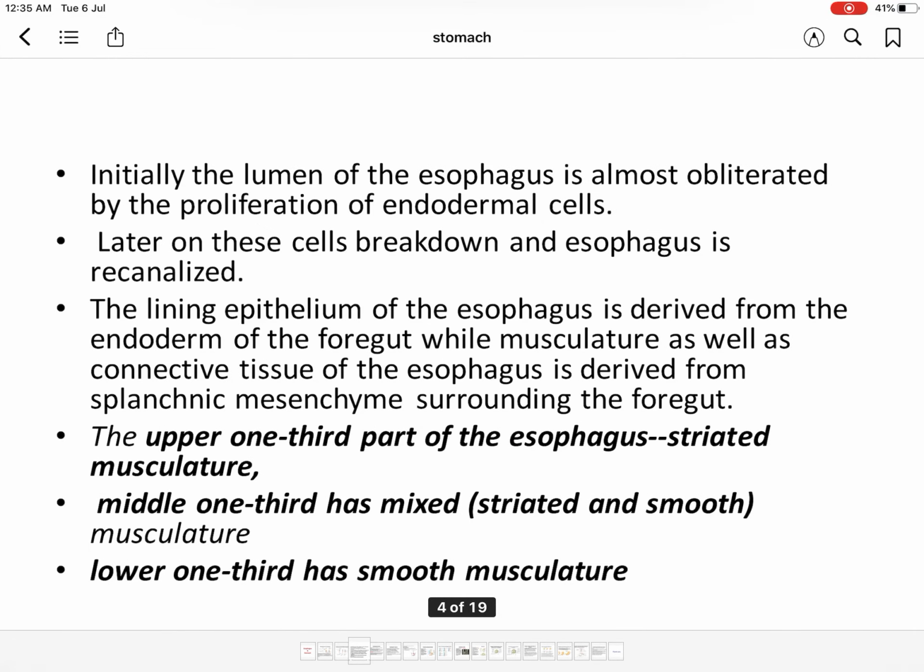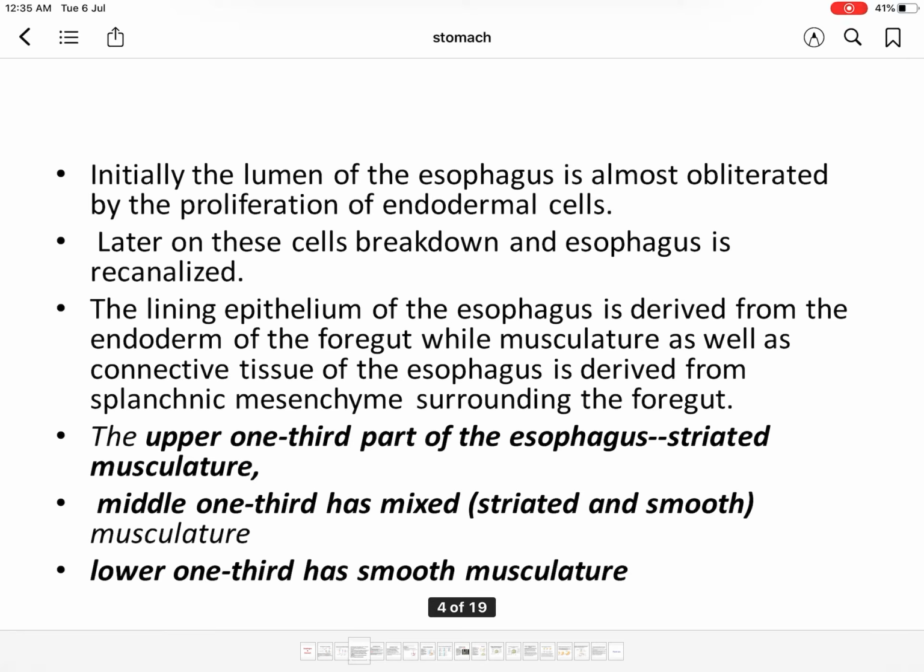Now initially the lumen of the esophagus is almost obliterated by proliferation of the endodermal cells. The lining epithelium of esophagus is endodermal, and initially these cells will proliferate and they will fill the lumen. Later on these cells break down and again recanalize to form the esophagus. So the lining epithelium of esophagus is derived from the endoderm of the foregut, and connective tissue, muscles, stroma, they all are derived from the splanchnopleuric mesoderm around the foregut.